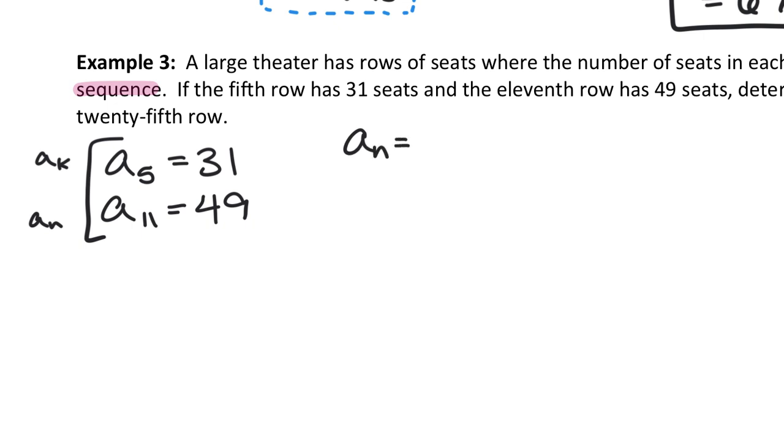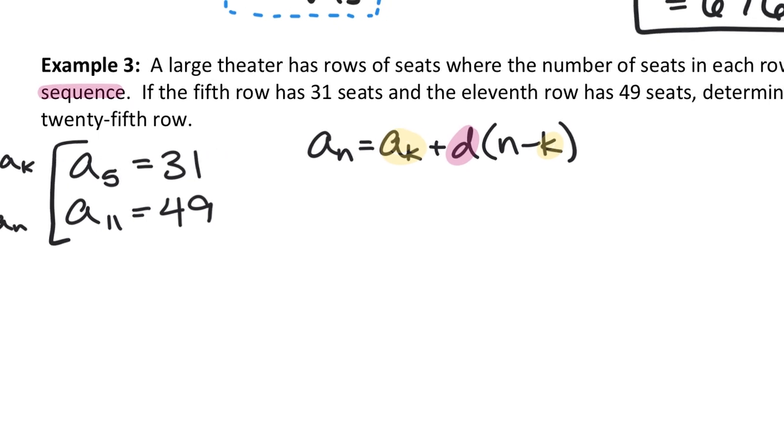Now again, the formula is on the other side of this paper, but hopefully it's starting to look familiar. A sub n equals a sub k plus d times n minus k. The 3 things we need to fill in here are the common difference and then my 2 coordinate points, the x1 and the y1, or the k and the a sub k. We have k and we have a sub k. Do we have the common difference? No. Darn, so we have to solve for it.